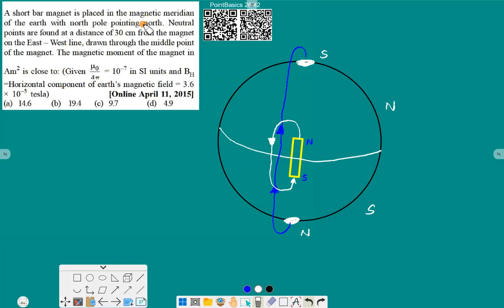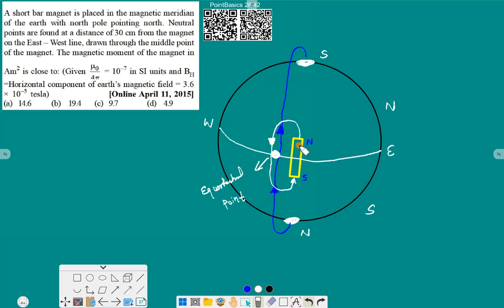And at that point we will get, as mentioned in the question, a neutral point. So when these two fields cancel each other, we will get a neutral point, and that neutral point is on the east-west line. So this center line is our east-west line. Suppose we are getting this neutral point here. At this point, both of these fields are cancelling each other. Now for this small magnet which we placed, this is an equatorial point.